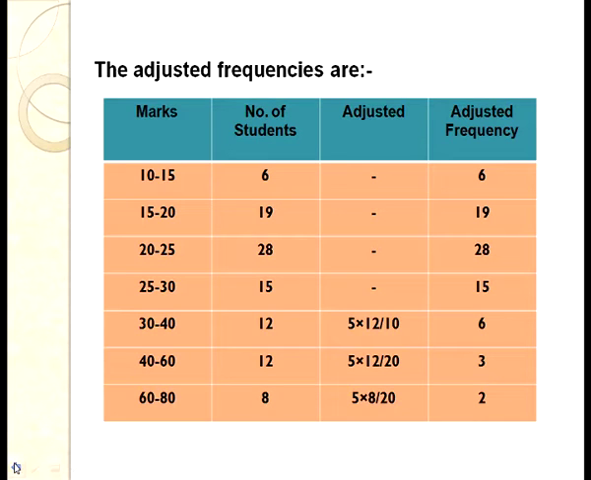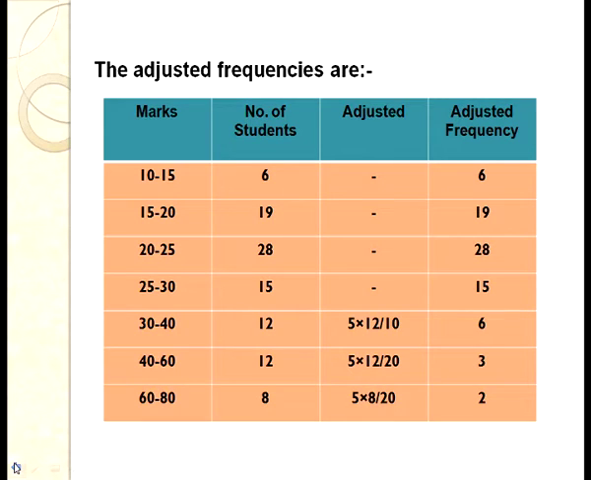Now, for the next class, 40 to 60, what is the class interval gap? The class interval gap is 20. And what is the minimum class interval gap? It is 5. And what is the frequency? 12. So, 5 multiplied by 12 divided by the class interval gap, that is 20, gives you the adjusted frequency 3. Likewise, for 60 to 80, minimum class interval gap 5, the particular class interval gap is 20 and the frequency is 8. 5 into 8 divided by 20 gives 2.